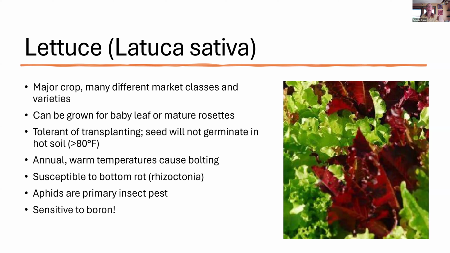Lettuce can be grown either for baby leaf harvest or for harvest as mature rosettes. Some of these mature rosettes will actually form heads. Others are what we call loose leaf lettuce, just form rosettes. And in terms of production, there's not a lot of difference. Lettuce is very tolerant of transplanting. However, lettuce seed will not germinate if the soil is 80 degrees or higher. Lettuce undergoes dormancy at that temperature.